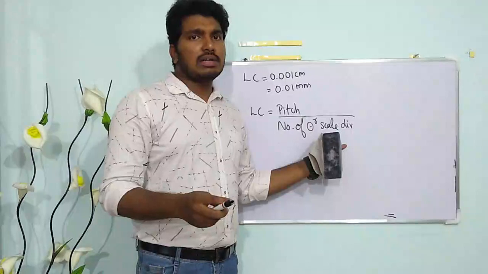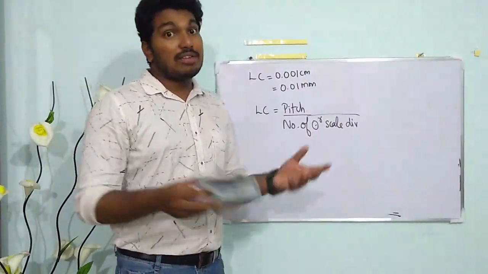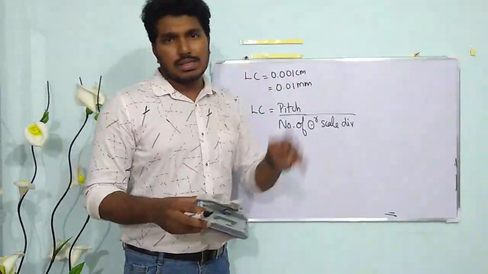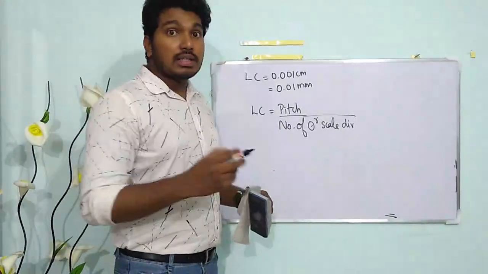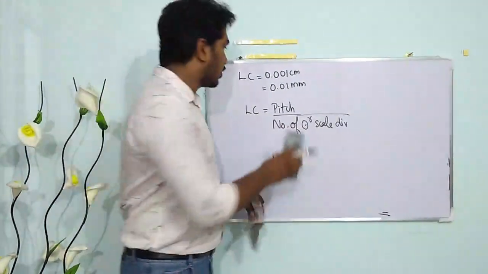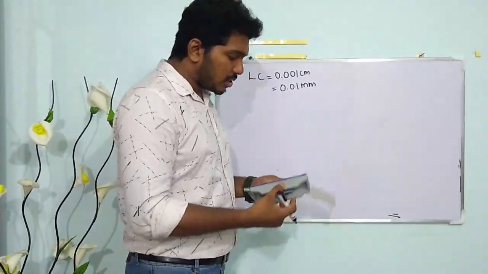The number of circular scale division will be there on the screw gauge itself, or it will be given to you in the question. And pitch term will also be given to you, so no worries regarding that. So even if the least count is not directly given, you can use the formula to find the least count. Okay. Now moving on to the next part, what is given in the question.